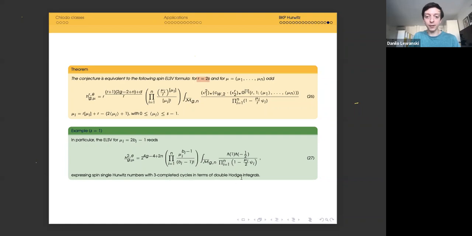And what is nice about them is that this complicated formula over here just becomes the double Hodge. And this is peculiar because we have formulas for 1 Hodge and for 3 Hodge, and this is for 2 Hodge. I'm done, sorry, slightly over time.